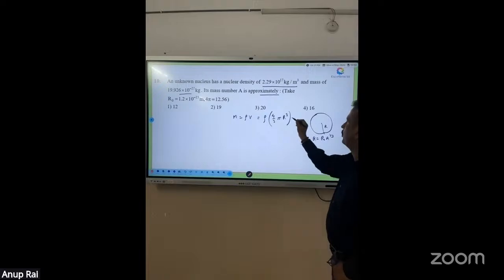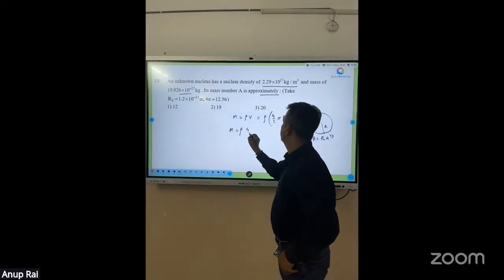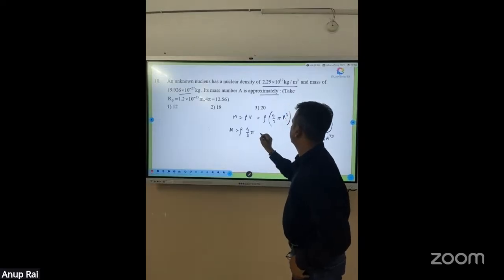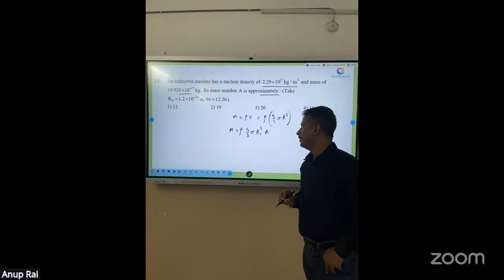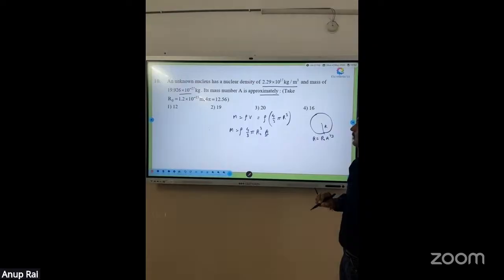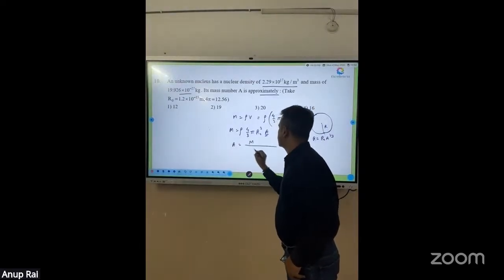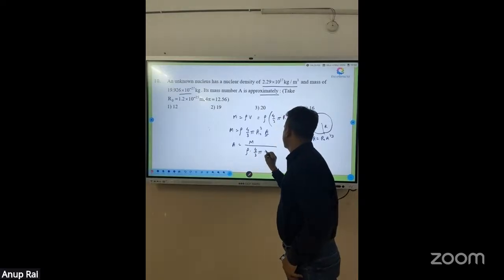If we put it here, I can write M is equal to density times 4/3 π R naught whole cube times A. We need to calculate A, the mass number. A is equal to the total mass of the nucleus divided by density times 4/3 π R naught cube.